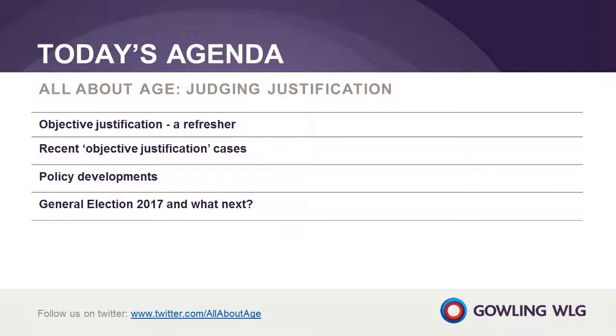So now, to go over the agenda of what we'll be covering, over to Ruth. Thanks, Ian. So in this webinar, we're going to give you a brief refresher on objective justification, with quite a lot of focus and detail on some recent cases on this, touch on potential policy developments, and finally, as some of you may have noticed, there has been a general election recently, so we'll end with some comments on that. But before we get started, over to Ian for our first poll.